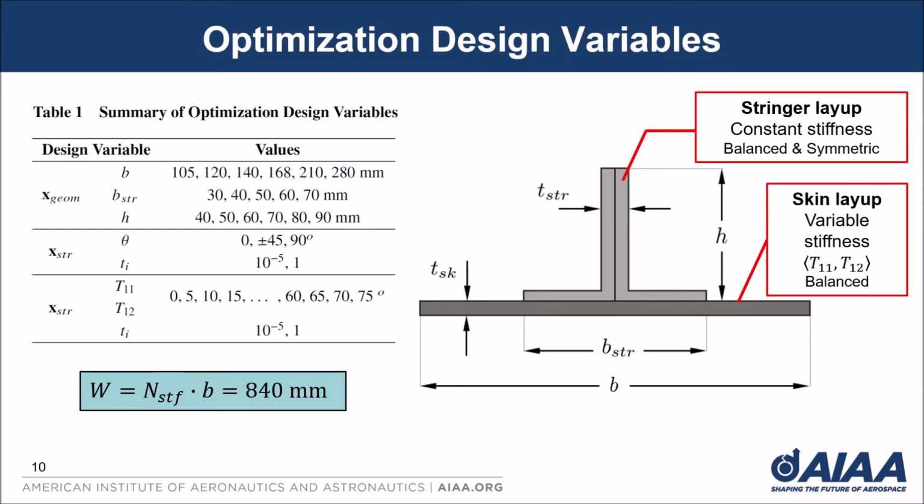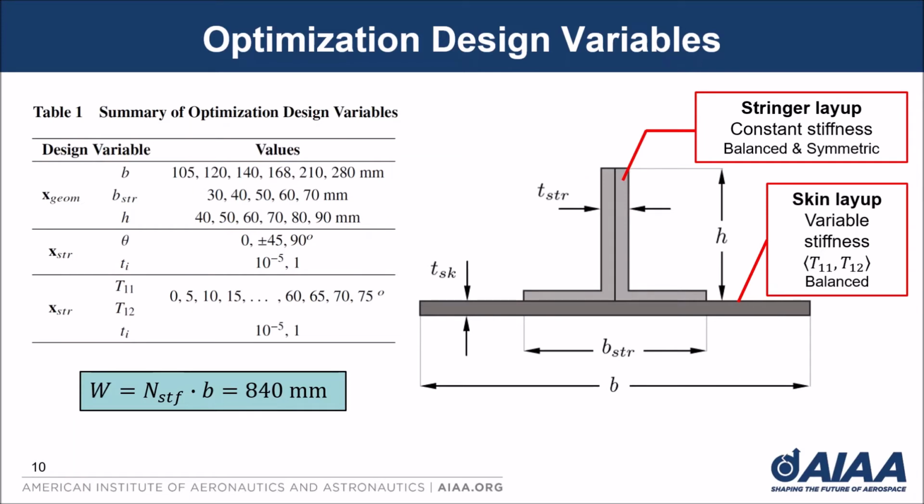Optimization design variables are related to geometry and layup of the unit cell representative section. Regarding the geometry, we have the unit cell width, represented by letter B, the stringer height, and the stringer foot width. In this work, the unit cell width corresponds to fractions of a 840 mm wide stiffened panel. Thus, the product of the number of stiffeners and the unit cell width is constant. By knowing the design variable B, we know the number of stiffeners in the full wing bay panel.